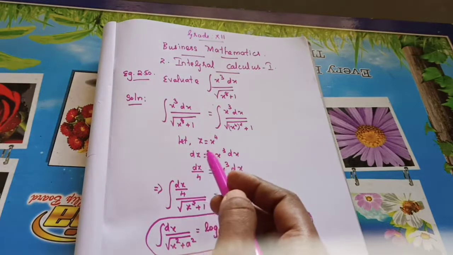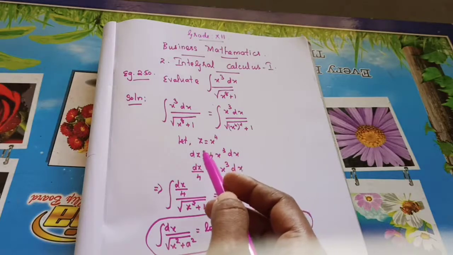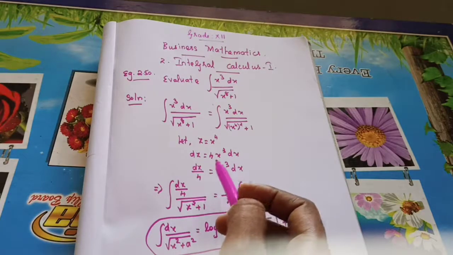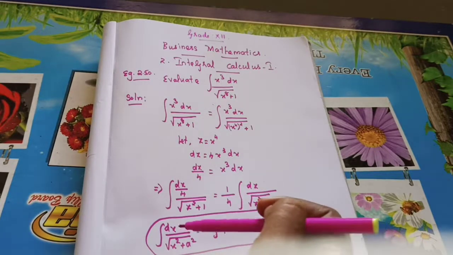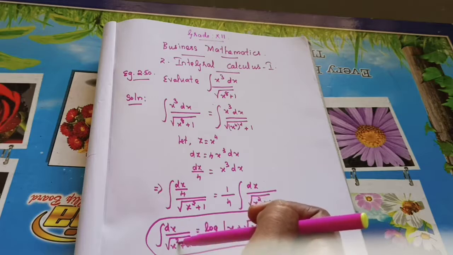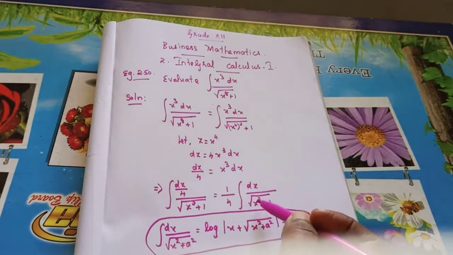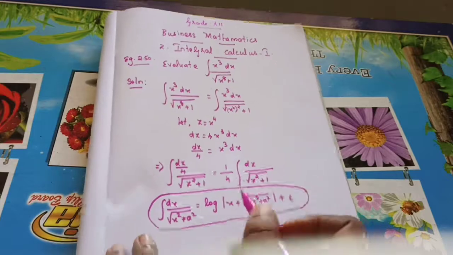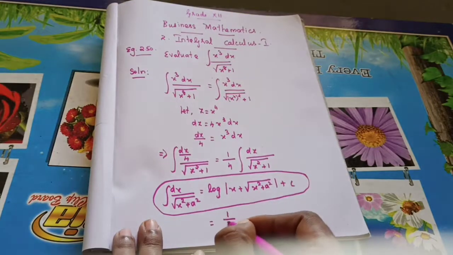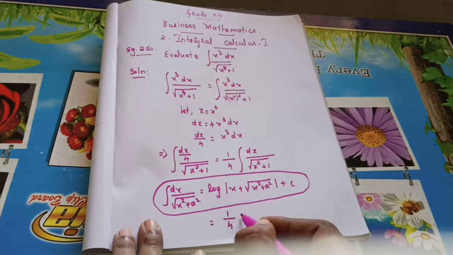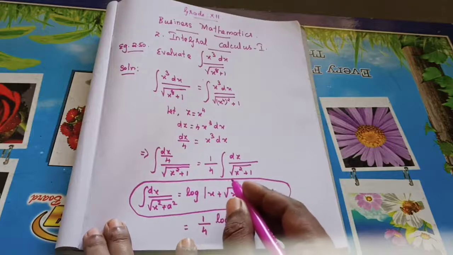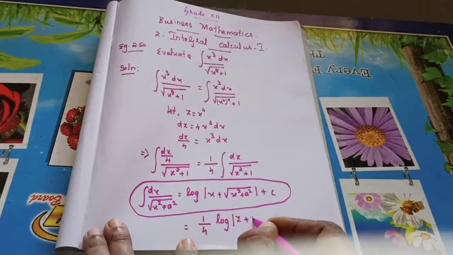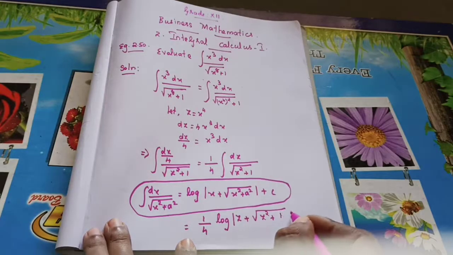Because of that I substituted z is equal to x power 4, so dz is equal to 4x cube dx, and dz by 4 is equal to x cube dx. Now I substituted the value here. It is in the form of x square plus a square. So that is equal to 1 by 4 into log of modulus of z plus square root of z square plus 1, plus c, where a square is 1.